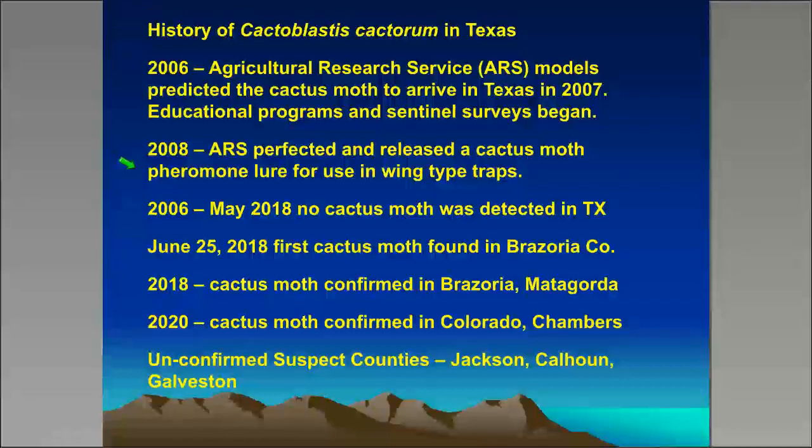Because it was thought that one of the ways that the moth might come to Texas is also from ships that come from infected parts of the Caribbean and all the way down to South America. Well, those lure traps that were run every 2 weeks, beginning in July of 2008 up until the first cactus moth was found, and through today, those traps have never caught an adult cactus moth.